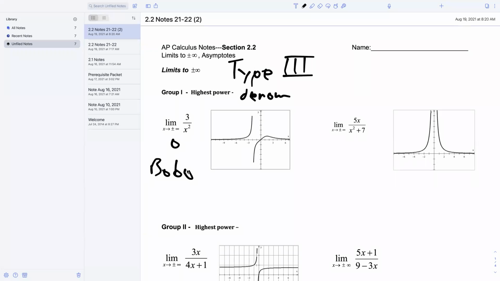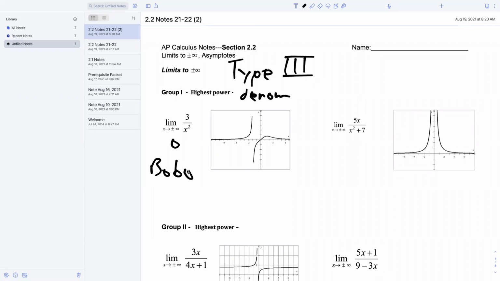Here's why. Let me explain it to you. Let's say I plug in 10 for x. Then I've got 3 over 100. Let's say that I plug in 1,000. Then I would square 1,000 and divide that into 3. Let's say I plug in 1,000,000. Then I would square 1,000,000. So what's happening? The denominator is getting bigger and bigger and bigger. And what's happening to the fraction? It's getting smaller and smaller and smaller. Therefore, it is approaching 0.